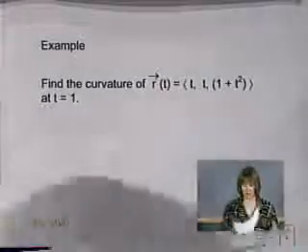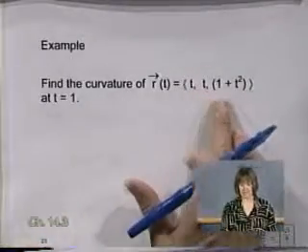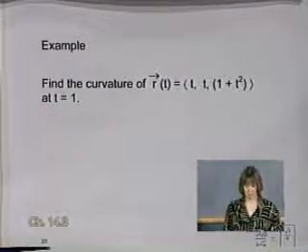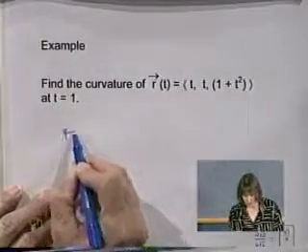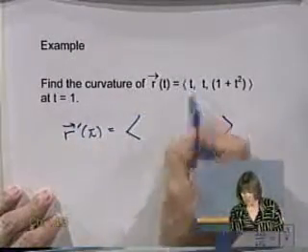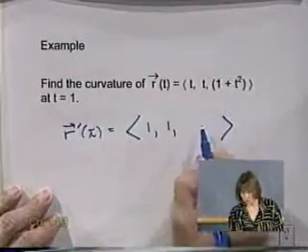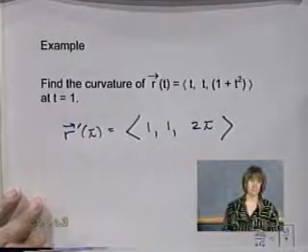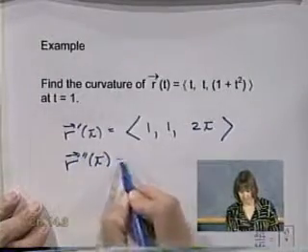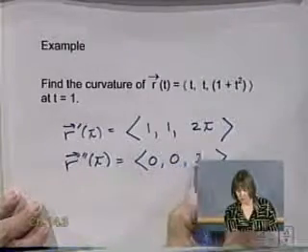Find the curvature of r of t, which has components t, t, and 1 plus t squared, at t equals 1. First I'm going to get r prime of t. R prime of t is a vector whose components are the derivative of t, which is 1, the derivative of t, which is 1, and the derivative of 1 plus t squared, which is 2t. Let's do r double prime. That is a vector whose components are the derivative of 1, which is 0, the derivative of 1, which is 0, and the derivative of 2t, which is 2.